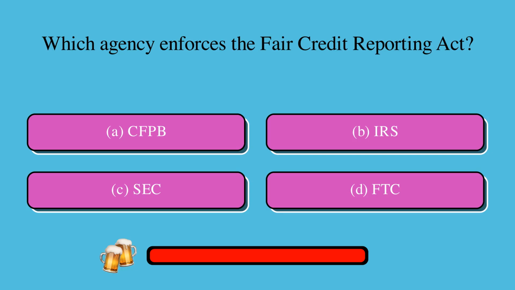Which agency enforces the Fair Credit Reporting Act? Is it A. CFPB, B. IRS, C. SEC, or D. FTC? The correct answer is D. FTC.